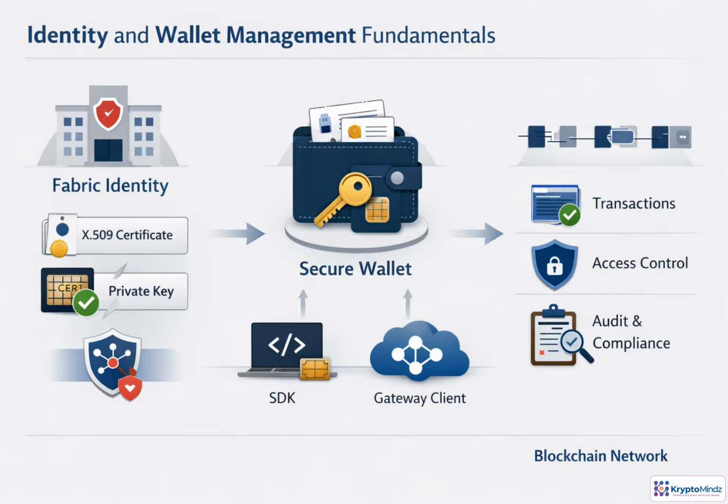Every action a Fabric application submits is tied to an identity from an organization's MSP. That identity usually combines an X509 certificate, which says who you are, with a private key, which proves it cryptographically. SDKs and gateway clients load these identities from a secure wallet, and the MSP determines whether the certificate is trusted. The identity you choose affects permissions, endorsement eligibility, and auditability, so private keys must never be exposed, copied casually, or logged.